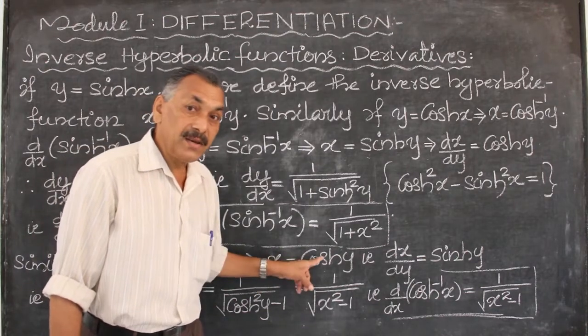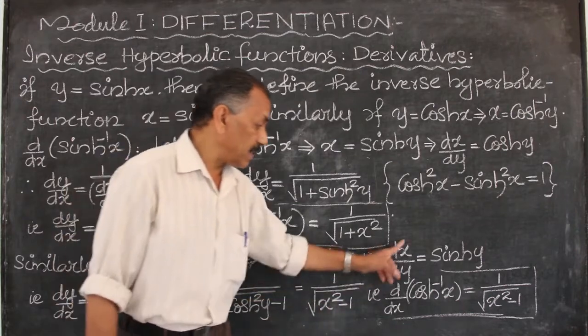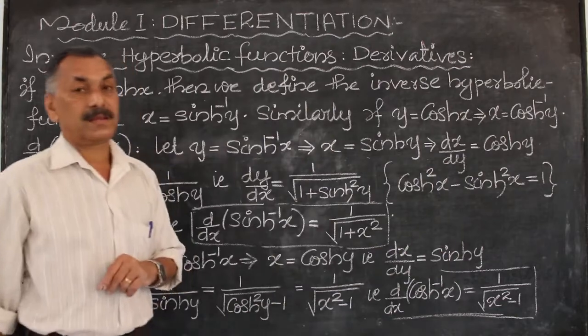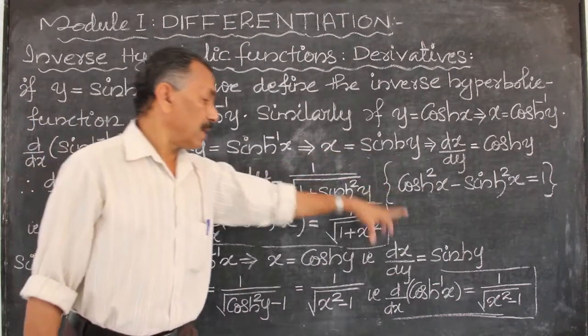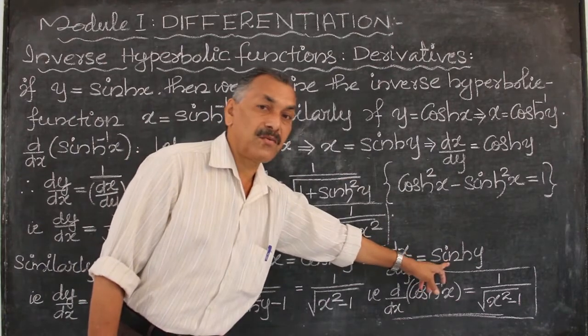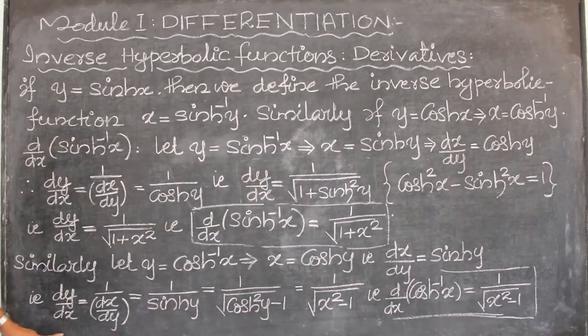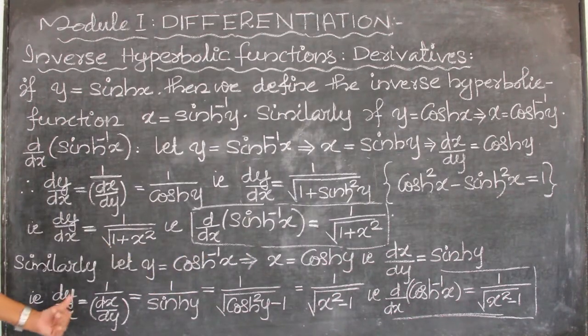What is dx by dy? The derivative of x with respect to y, dx by dy, is equal to the derivative of cosh y, which is sinh y. There is no negative. The derivative of cosh y is sinh y. That is dy by dx. Isn't it? y equal to cosh inverse x, its derivative is what we want, but what we need is dy by dx.